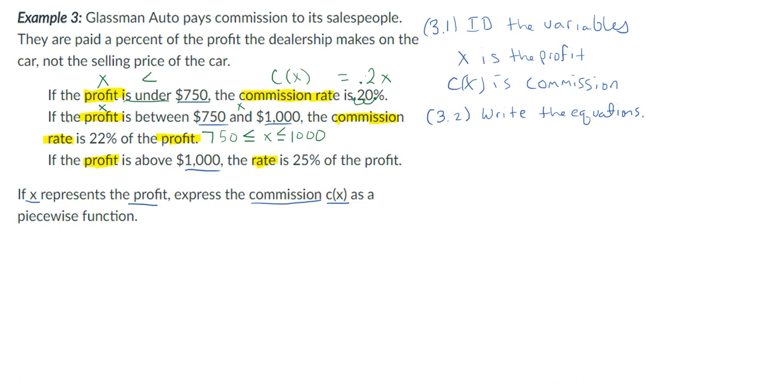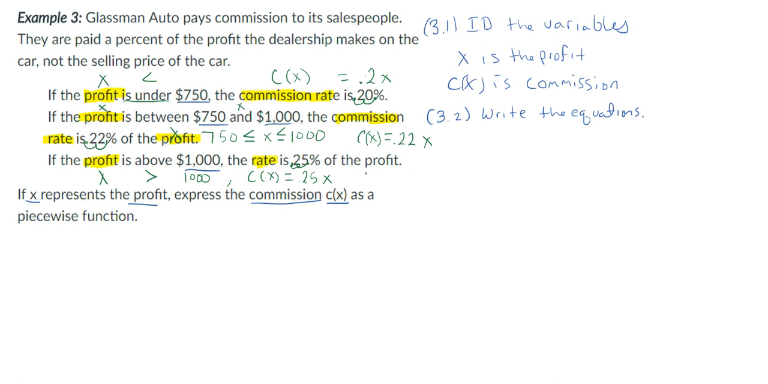And then in this scenario, the commission, c of x, is equal to 22%, which moves in to 0.22. And there we see profit again, which is x, and of implies multiplication. So there we have our 2 equations. Now let's do our last one. Here we have if profit, x, is above, greater than $1,000, c of x is 0.25x. We got 0.25 by moving the decimal in 2 places.